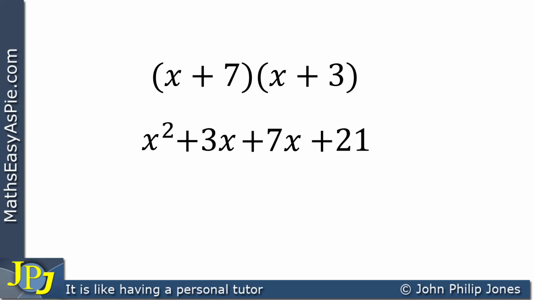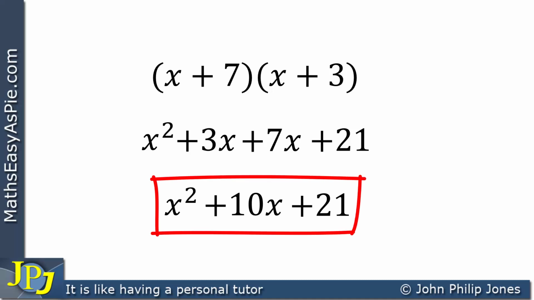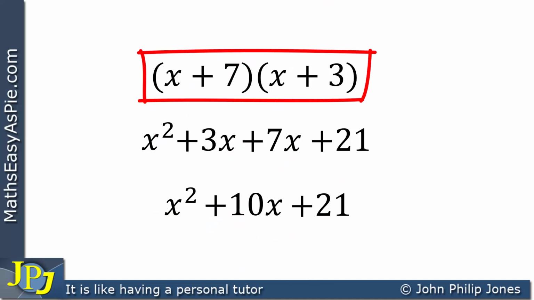You then consider the like terms, which are these two, and plus 3x plus 7x gives us plus 10x. So you write that down. And then the other terms, well, you simply bring those down. And this is the expansion of these two brackets here.